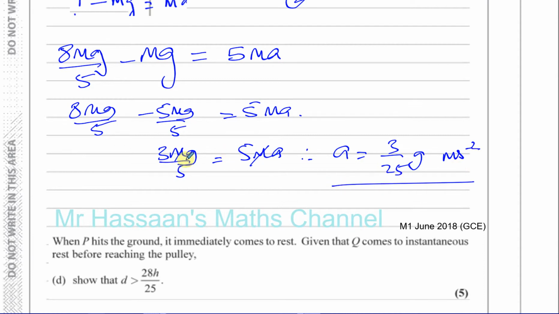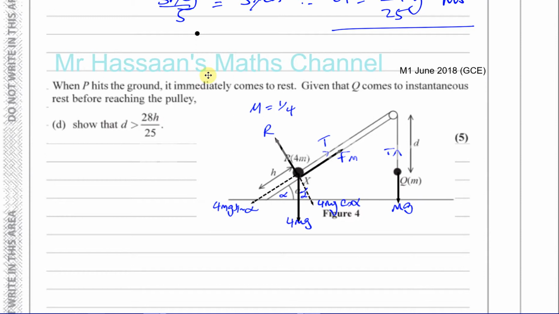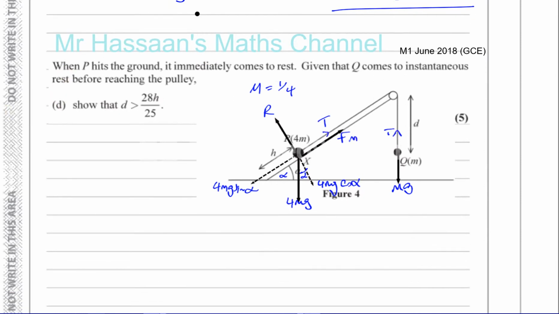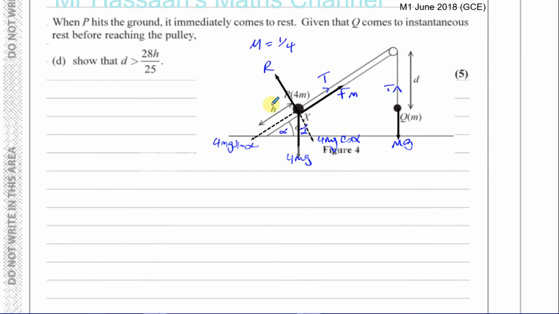Okay, now for part D. It says when P hits the ground, it immediately comes to rest. Given that Q comes to instantaneous rest before reaching the pulley, show that d must be greater than 28h over 25. So let's have a look at the diagram from the previous page. We know that the acceleration is 3 over 25 g meters per second squared. We've got to show that the distance d is greater than 28h over 25.